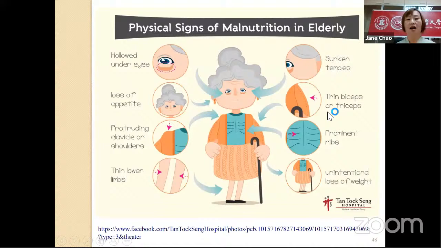Okay, finally, we can use nutritional tools to screen nutritional status, or use anthropometric, biochemical, clinical methods, or dietary assessment to evaluate the nutritional status. But we can also use the physical signs of malnutrition in the elderly. If in the face they have hollow eyes, that means they probably do not have good nutritional status. Or if they have lost appetite, become thinner, have a lower calf circumference, or weight loss. So you can see the physical signs of malnutrition in the elderly. Okay, thank you.